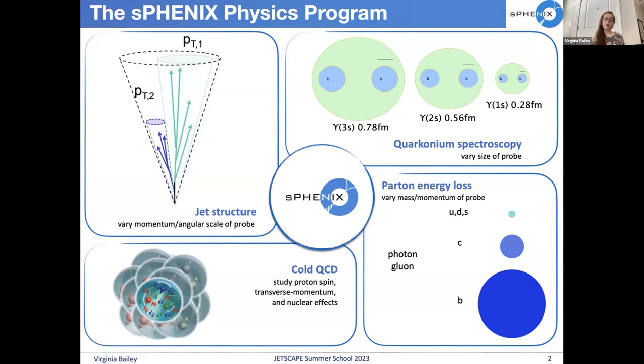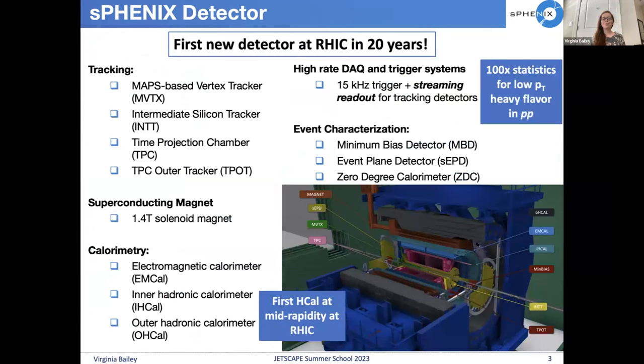And then finally, we also have a lot of interest in cold QCD physics, looking at things like proton spin, transverse momentum, and nuclear effects. So with all of those physics goals in mind, we designed and built the first new detector at RHIC in over 20 years. Here is a diagram of what the sPHENIX detector actually looks like. Starting from the inside, we have a number of tracking detectors.